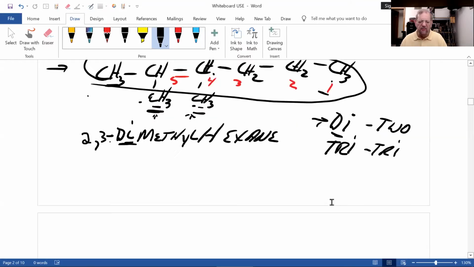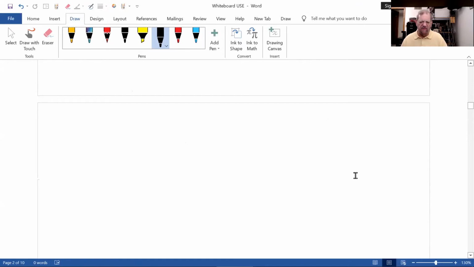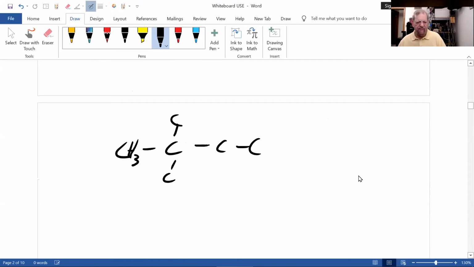Now, in IUPAC names, you never assume, never. Does everybody know why there's no hydrogen on this carbon? Because there are 4 bonds to it already. Remember, you should only have 4 bonds to carbon. Ooh, I stuck that in. Now the question would be, what's the IUPAC name for that?